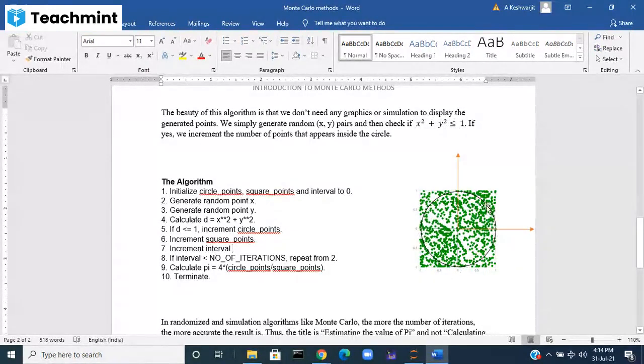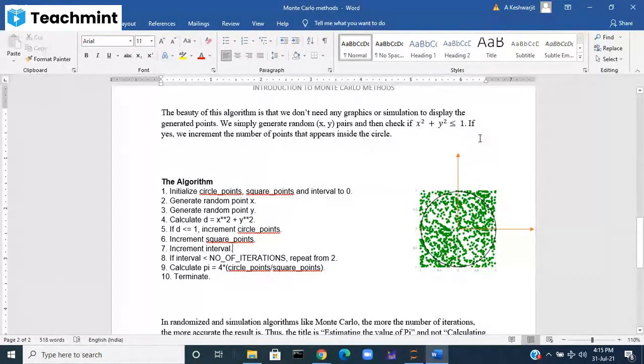x square plus y square less than 1 represents all those points which lie in the interior of this circle. 1 is the square of the radius, and since the radius is 1, 1 square is 1. So x square plus y square is less than or equal to 1. Meaning it consists of all those points on the circle and all those points which lie inside the circle.